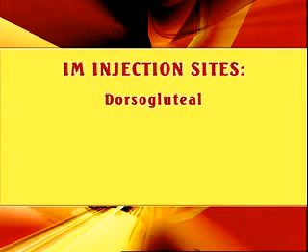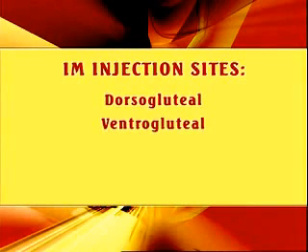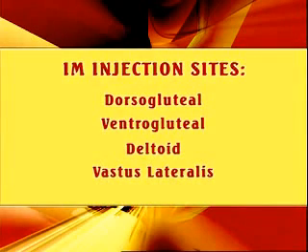There are 4 muscle sites for IM injections: the dorsogluteal site of the upper, outer, posterior buttock, the ventrogluteal site of the lateral hip, the deltoid muscle of the upper arm, and the vastus lateralis muscle of the thigh. It's important to stay within the designated areas in order to avoid major nerves and blood vessels. To do this, you must locate landmarks at each site.